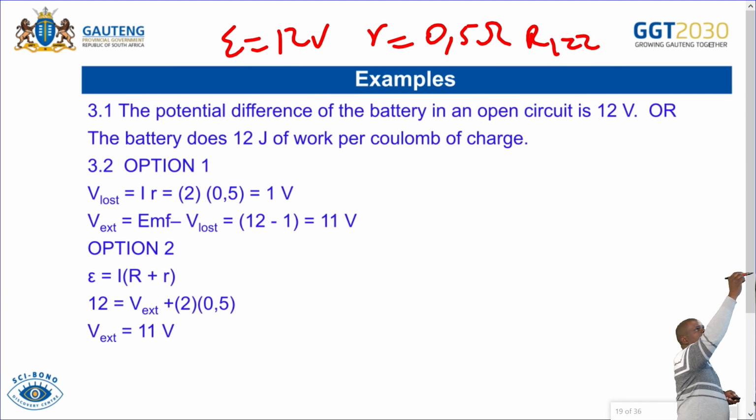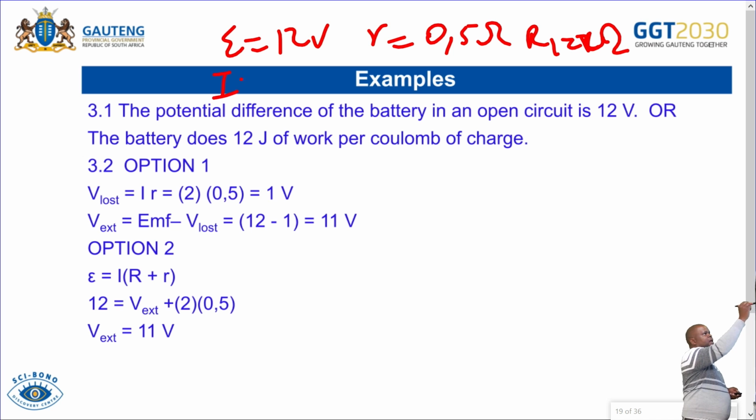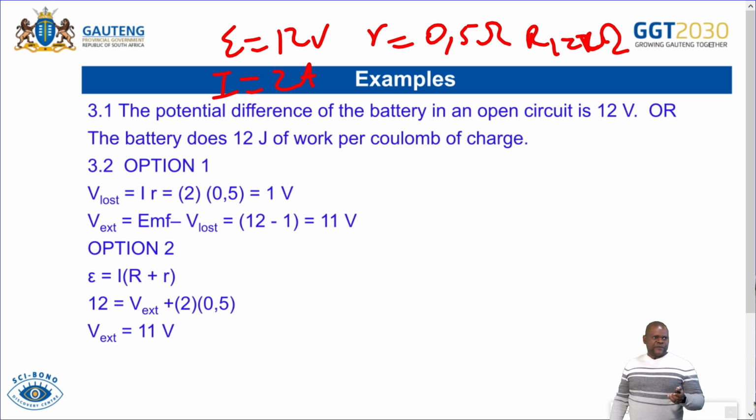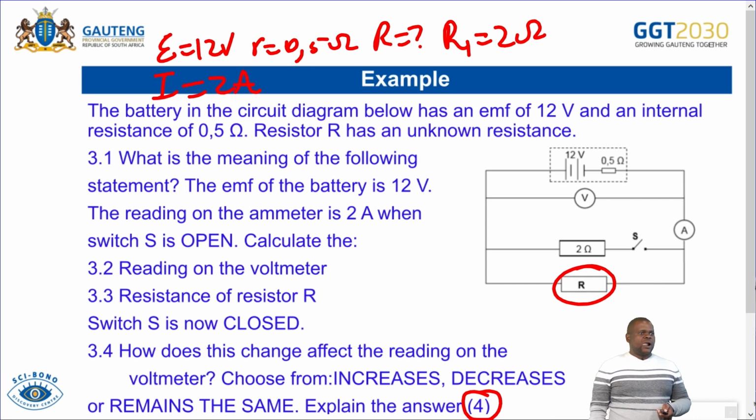R1 is equal to 2 ohm. And then we have what? Current is equal to 2 ampere. Those are our given data. Then in order to be able to answer this question, they ask us to calculate the reading on the voltmeter. That means, grade 11s, it simply means calculate the voltage on the voltmeter.